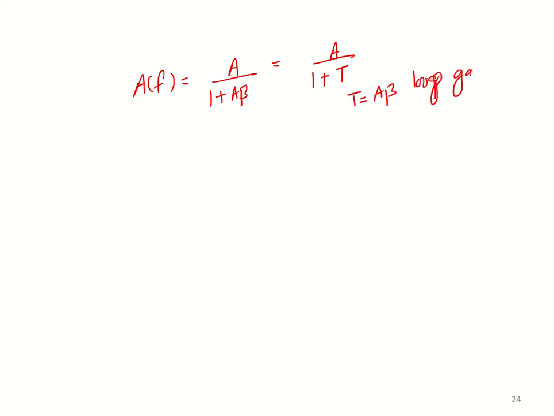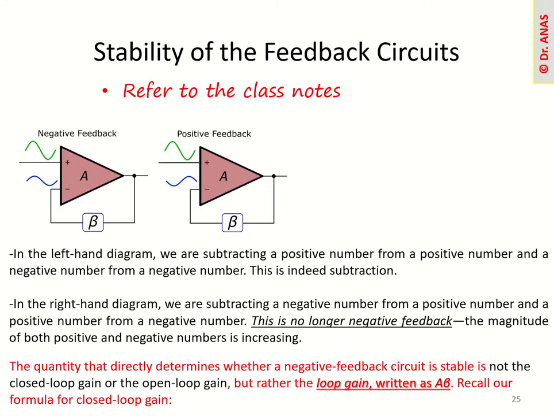So we have learned about different things: gain sensitivity, bandwidth enhancement, and the determination of the loop gain for the generalized op-amp system using the broken loop technique. Now we are going to learn about the stability of feedback circuits. Our main objective is to determine the criteria that define the stability of feedback circuits.